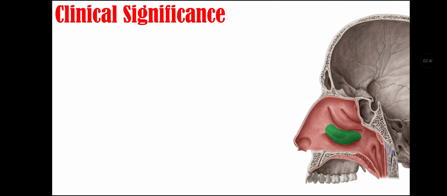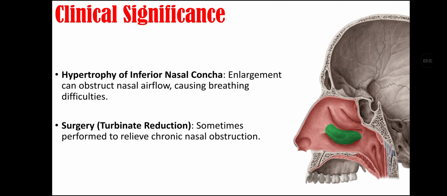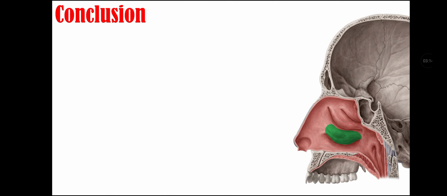Clinical significance of inferior nasal concha. First is hypertrophy of inferior nasal concha. If there is enlargement because of hypertrophy or any other cause, it can obstruct nasal airflow, thus causing breathing difficulties. Second is surgical significance, that is surgery of inferior nasal concha, that is called as turbinate reduction. It is done sometimes to relieve chronic nasal obstruction.